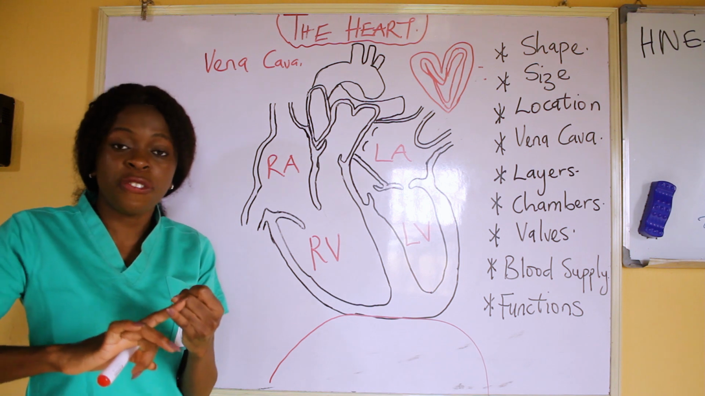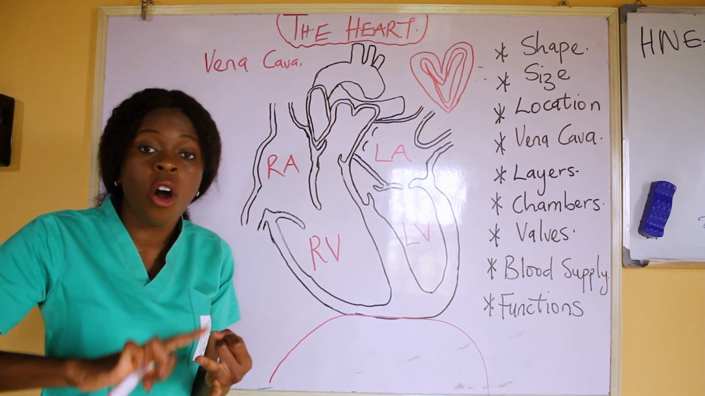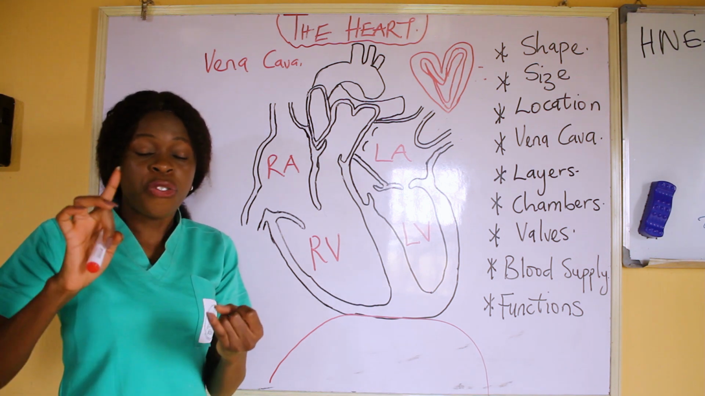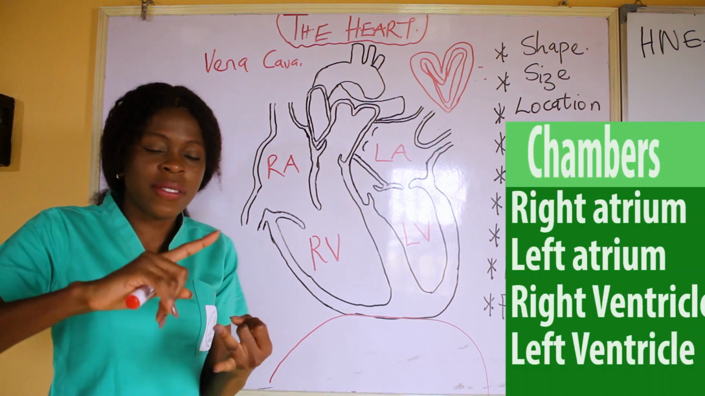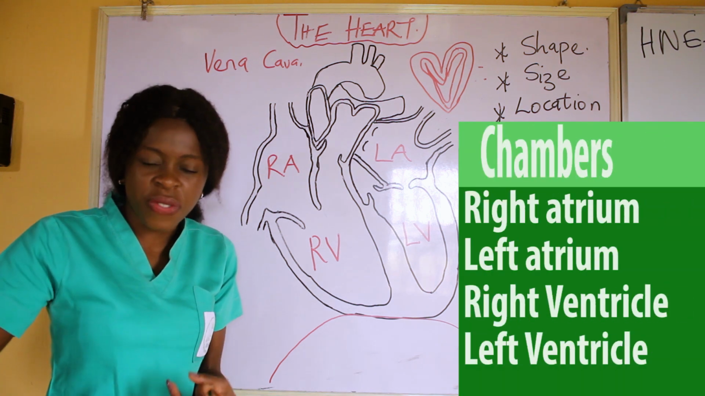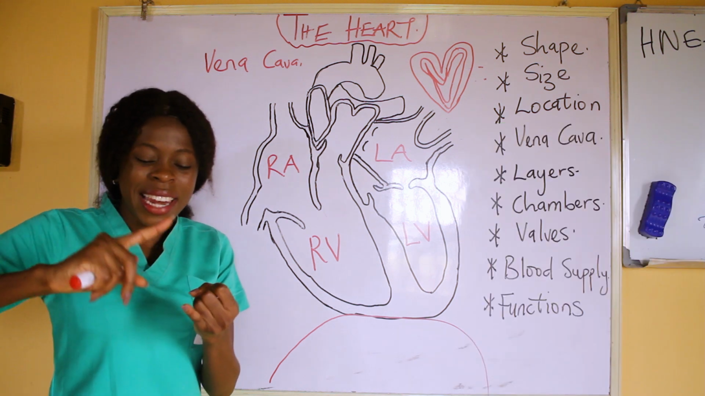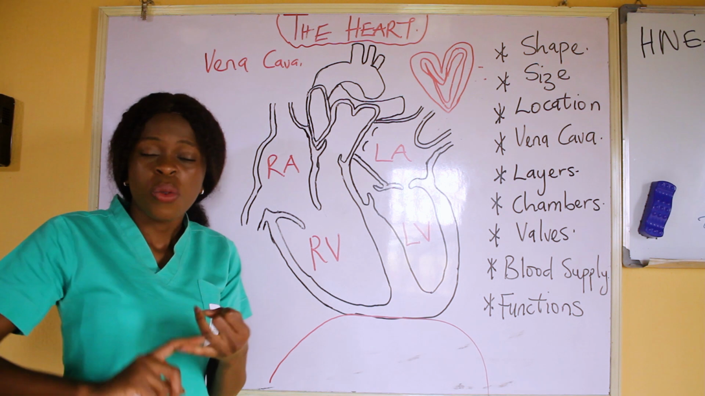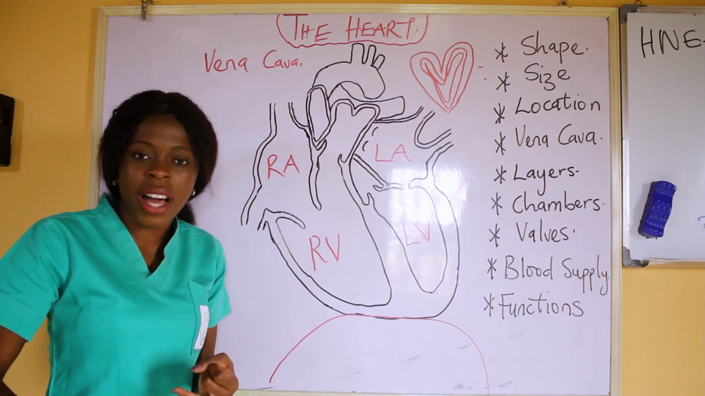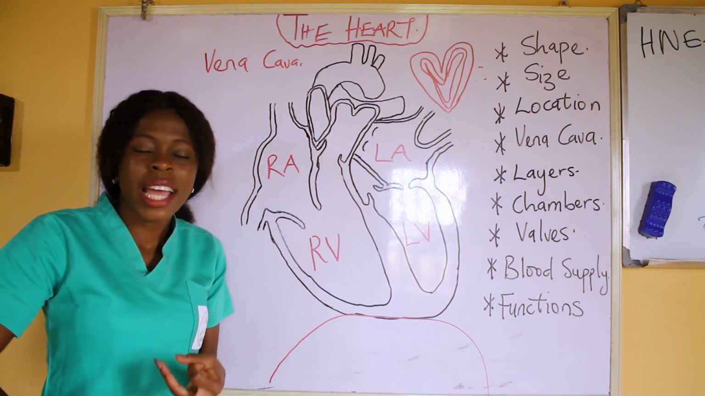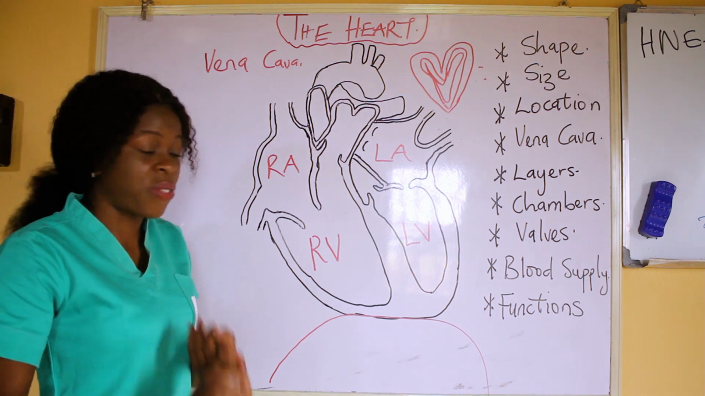Remember, the heart has four chambers and it also has four valves. The first chamber is the right atrium. We have the left atrium, the right ventricle, and the left ventricle. In terms of the valves, we have the left atrioventricular valve, the right atrioventricular valve, the pulmonary valve, and the aortic valve.